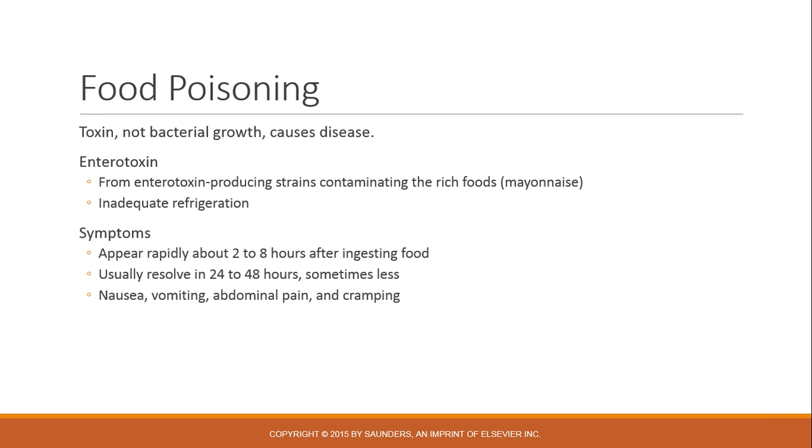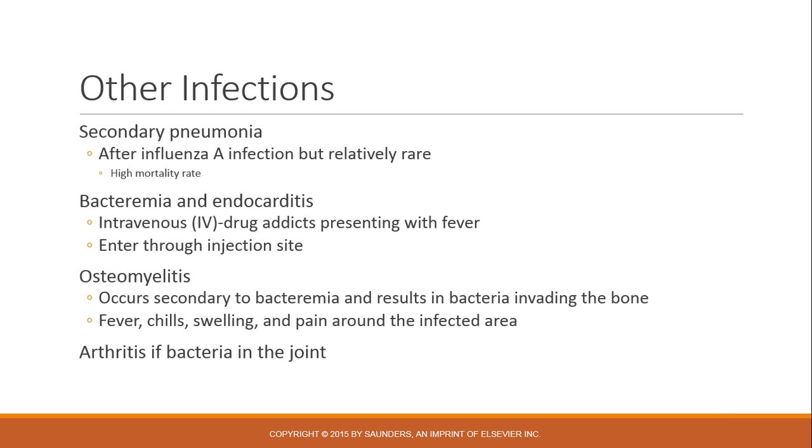Food poisoning from the enterotoxin. Usually we can see a presentation like 2 to 8 hours after ingesting the toxin. You have abdominal pain, diarrhea, vomiting, nausea, those kinds of things. And it usually resolves on its own in 1 to 2 days. Other kinds of infections: it can cause pneumonia in people after they've had influenza. It can get in the bloodstream and travel to the heart. We see this a lot in people that shoot up drugs. Osteomyelitis, so it can get in a bone. Arthritis, if it gets in the joint.